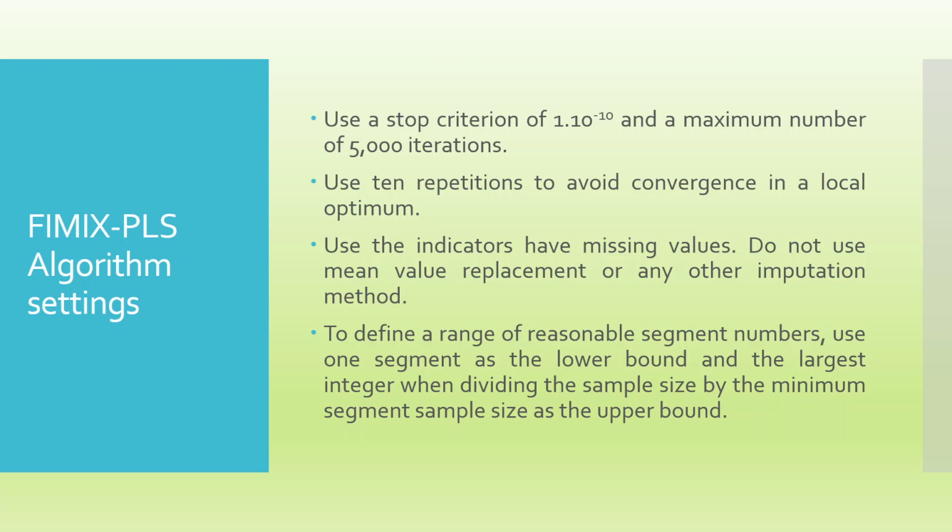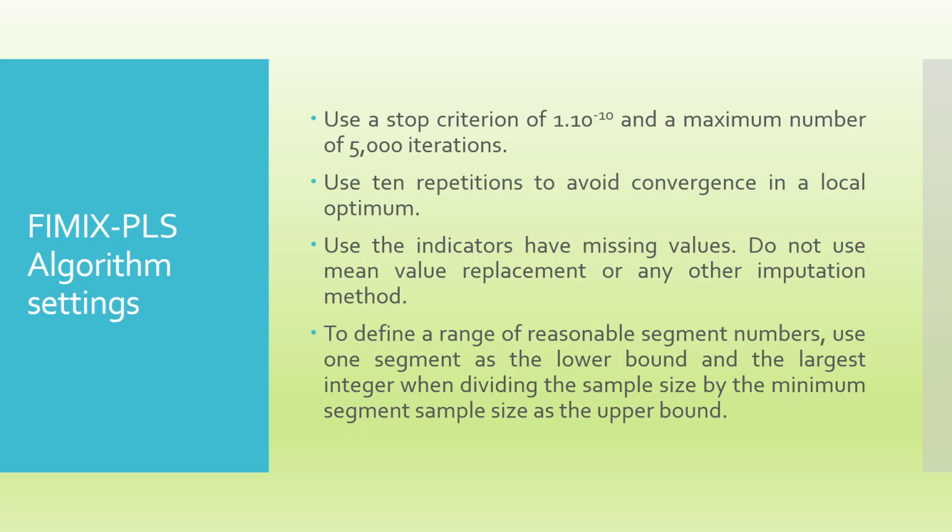Use the indicators having the missing values. Do not use mean value replacement or any other imputation method. The reason is that if your indicator has missing values, you should not replace them with the mean or any other imputation method. As soon as you replace them with the mean, the standard deviation changes and therefore the density function changes, and possibly the segmentation will suffer. That's the reason they have categorically told us not to replace them.